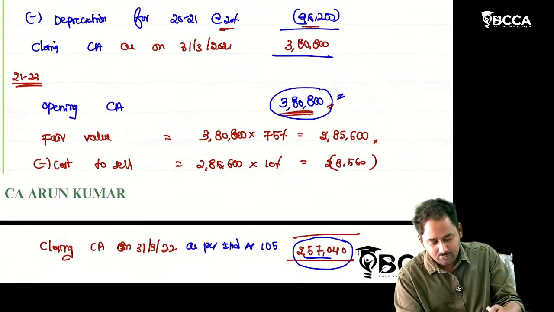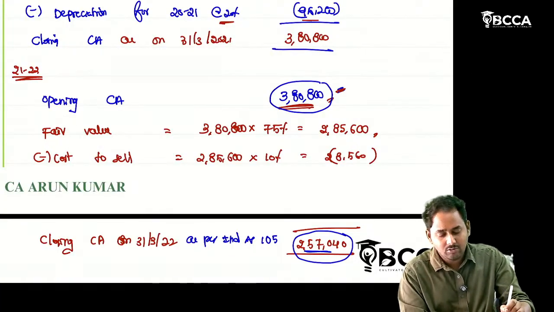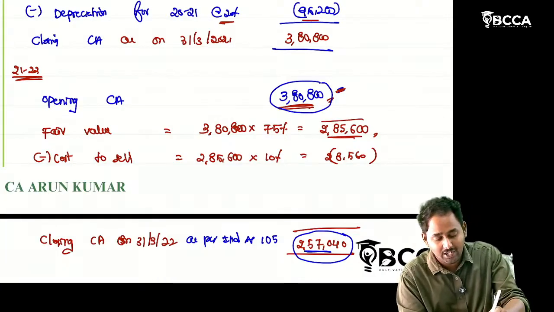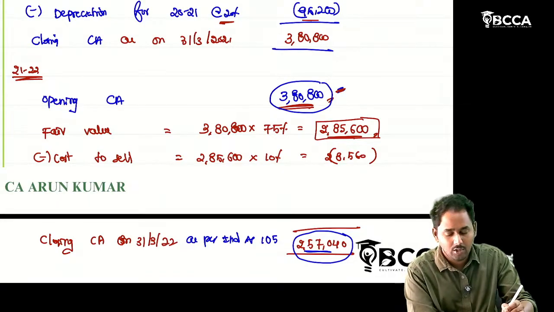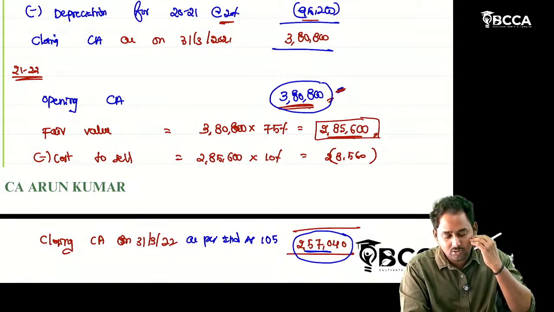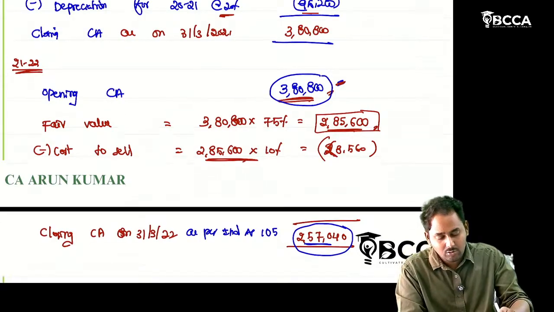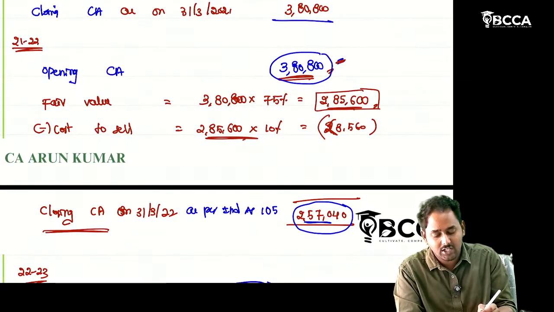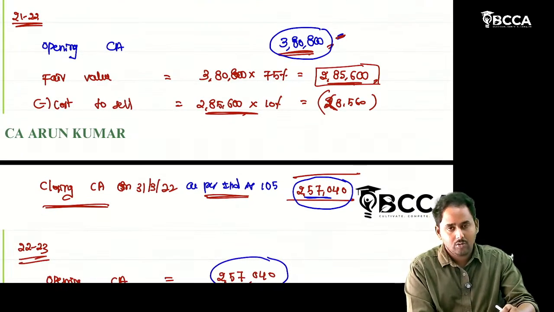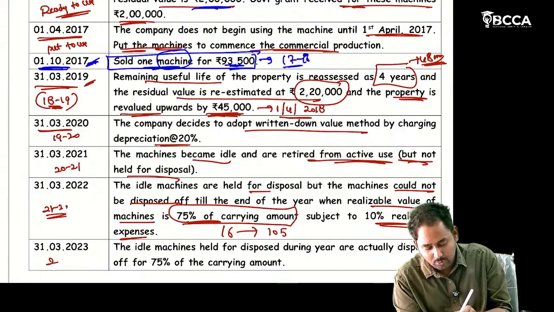So what is the opening carrying amount? 3,88,800. So what is your fair value? 3,88,800 into 75%. Now the asset should be shown at 2,85,600. This is the fair value. But of course, from this fair value, I should reduce the cost to sell. How much is the cost to sell? 2,85,600 into 10%, so 25,560. Then it is the closing carrying amount on 31st/3/2022 as per Ind AS 105, 2,57,040. Then coming to 22-23, what happened?